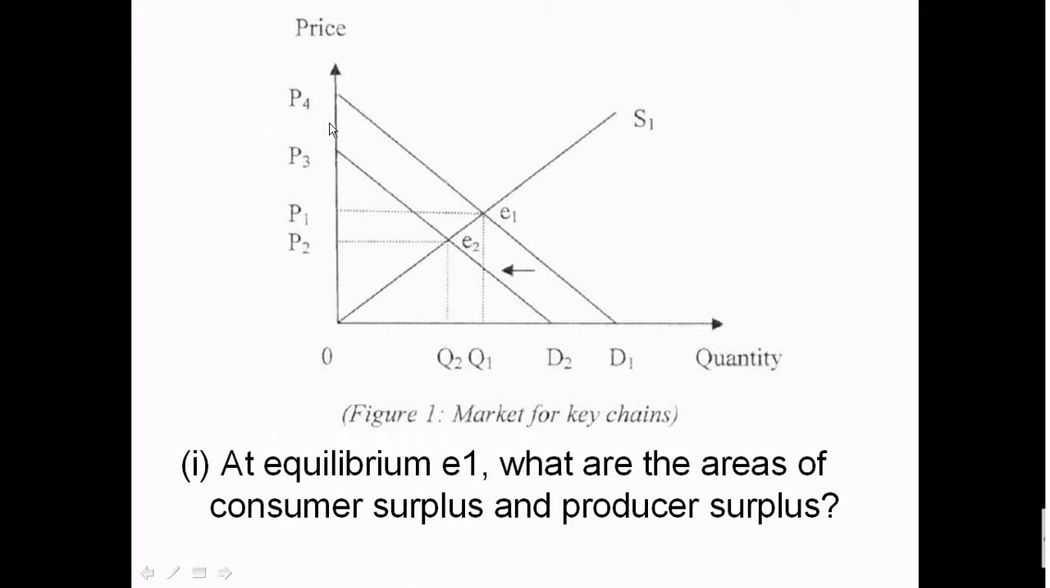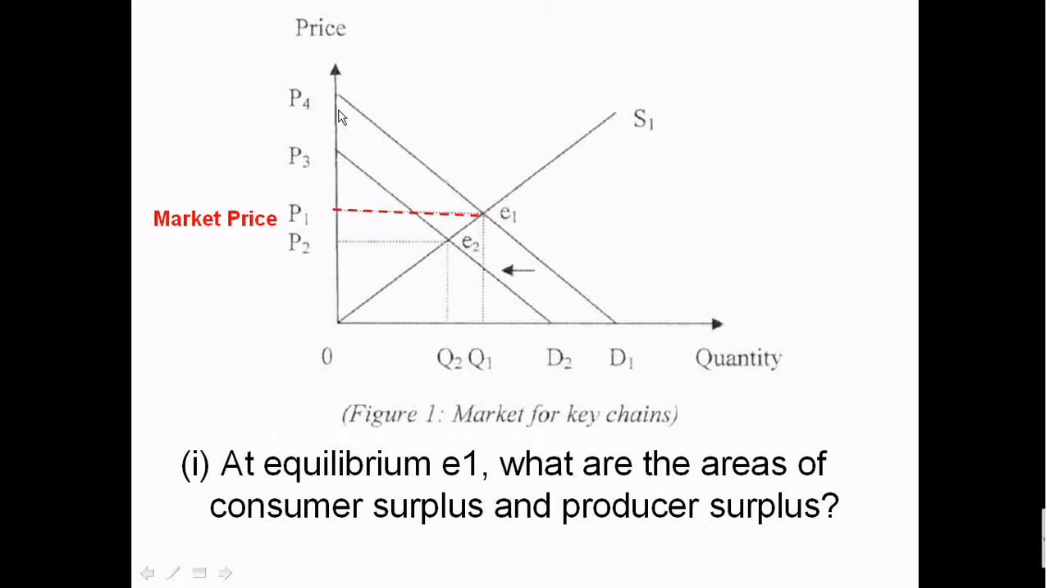Right, so we all know that the consumer surplus is the area below the demand curve. You can see two demand curves here. You have D1 and D2, but now we are referring to equilibrium E1, so we will be looking at the demand curve D1. So area of consumer surplus will be the area below this demand curve and above the market price. So since E1 is the equilibrium point, the market price will be P1.